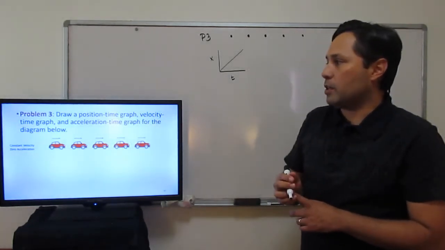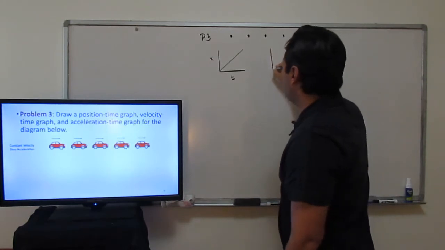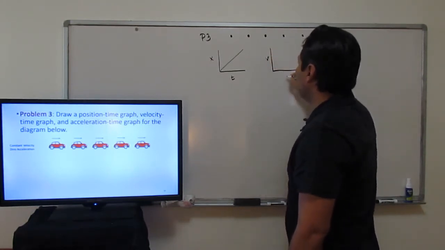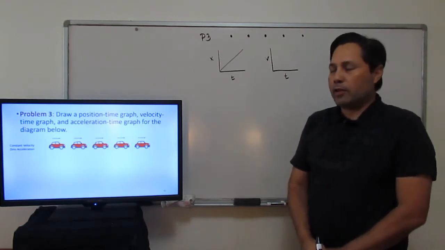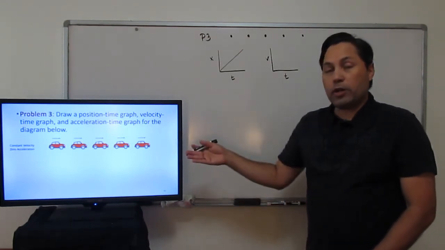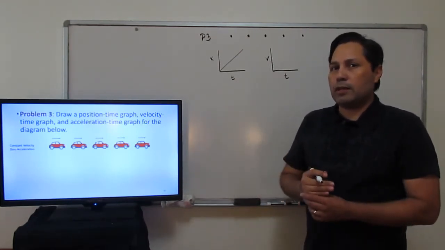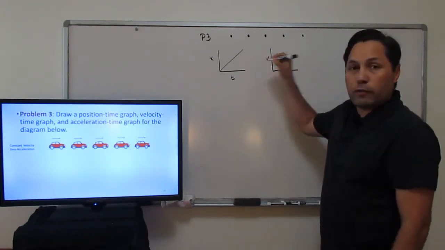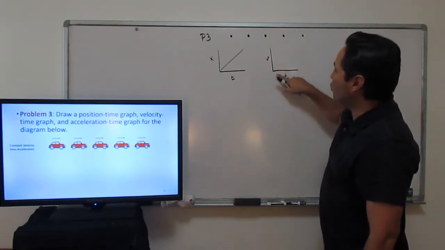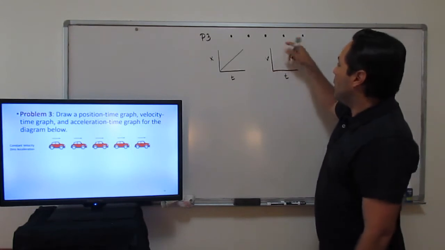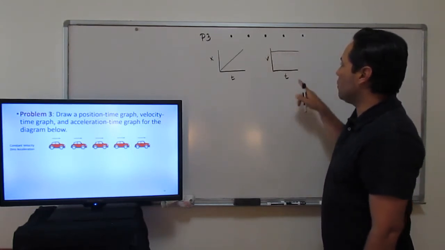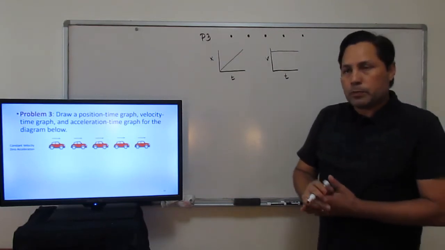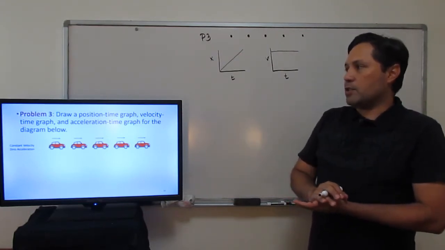Next is a velocity time graph. So I'm going to put velocity here, time right there. What will that line look like? Well, it is going at a constant velocity. So what would that look like? It would look like a flat line, but it's got to be somewhere above zero. Anywhere above zero. We don't have any numbers here off to the side, so anywhere above zero will do it. All right, so that will be a velocity time graph.